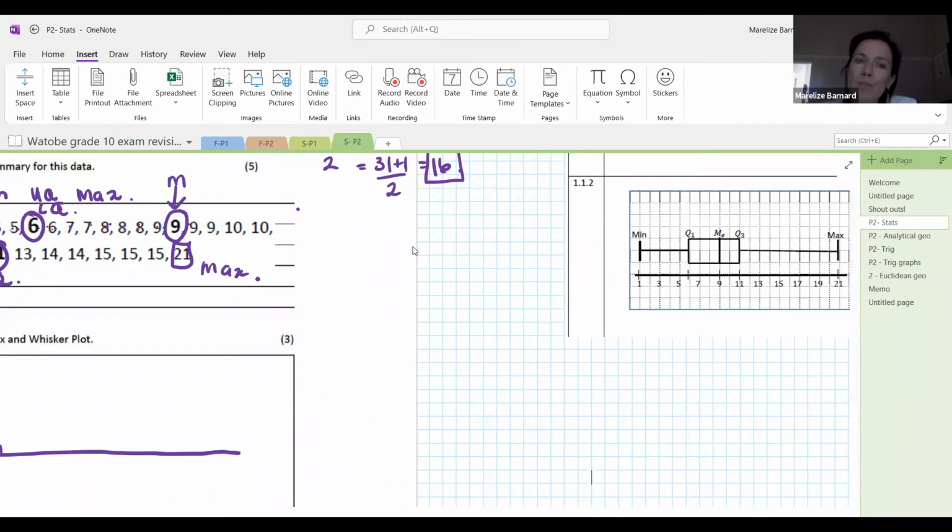Okay, who got their box and whisker plot correct? With nice, drawn with a ruler, nice and straight. Who got it right? Nice, Anamika. I see you're ready for tomorrow. Nyasha's also got his hand up. Good. Good stuff.